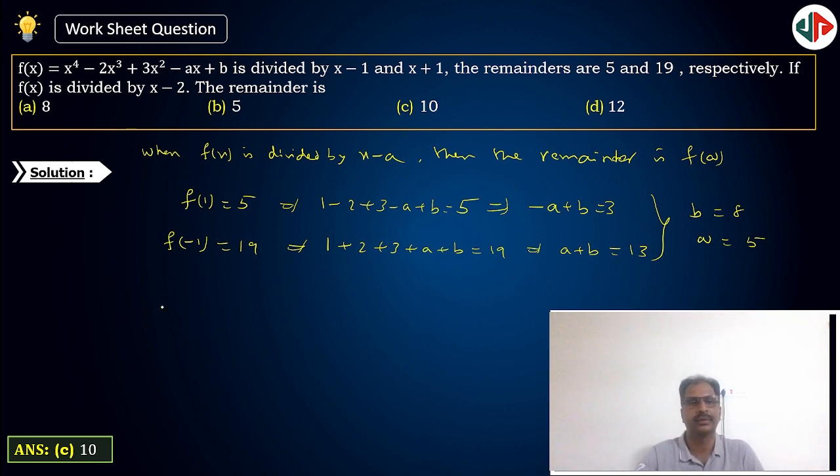Correct. And what is the required value? When f of x is divided by x minus 2, what is the remainder? The remainder is f of 2. What is f of 2? 16 minus 16 plus 12 minus 2a plus b. So this is 12 minus 2a, which is minus 10, plus b, 8. Answer is 10. Option C.